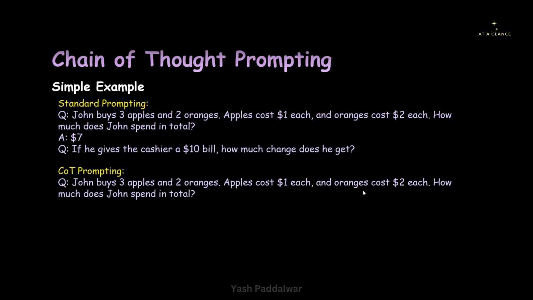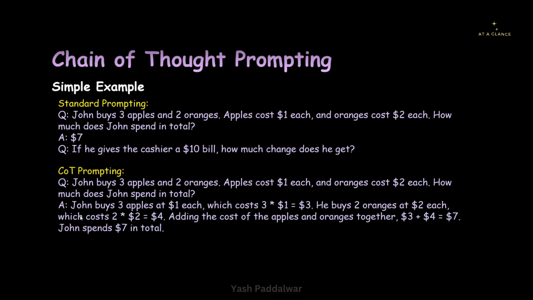Same question. Now in this case, while providing the answer, we will provide a rationale. That means the reasoning, how we approach the answer, how we got $7 as the answer. We'll provide the explanation for it. So it will be something like this. John buys 3 apples at $1 each, right? So it costs 3 times $1, which is nothing but $3. So for apples, he has spent $3.